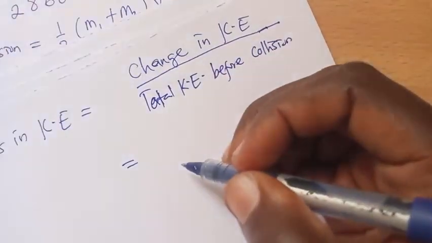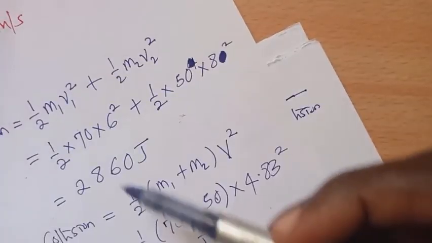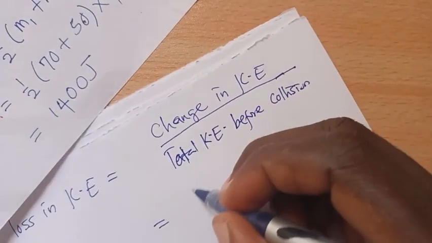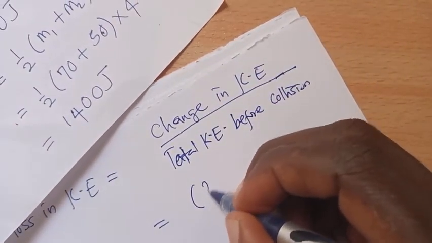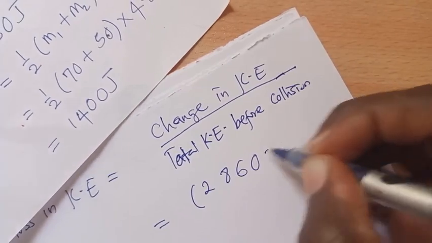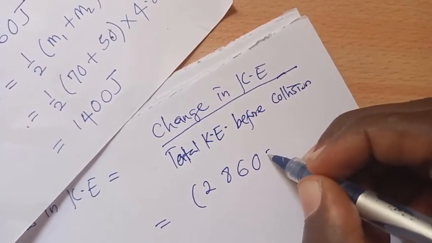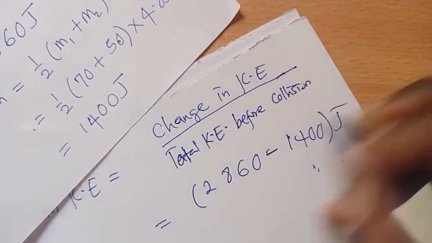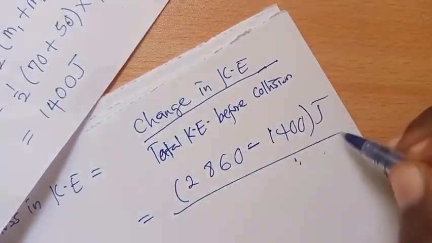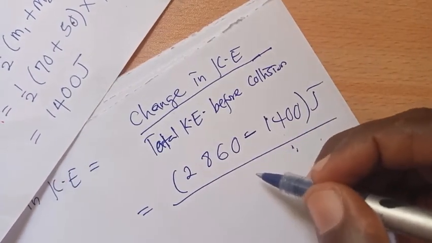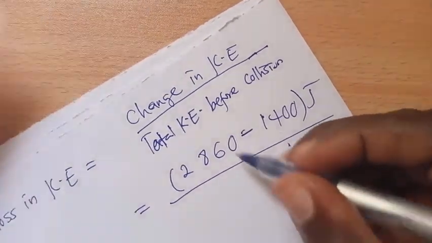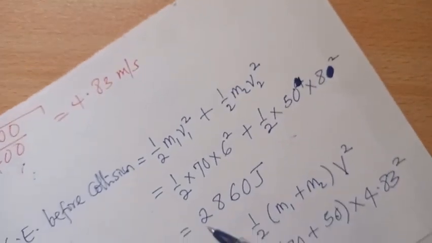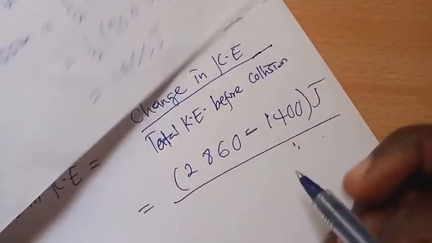And this is equal to the change in KE. You see this one minus this one will give you the change in KE. So you open bracket here. In the numerator you say 2860 in joule minus what? 1400. So this is the change in KE divided by, then in the denominator you have total KE before collision, and the total KE before collision is 2860.